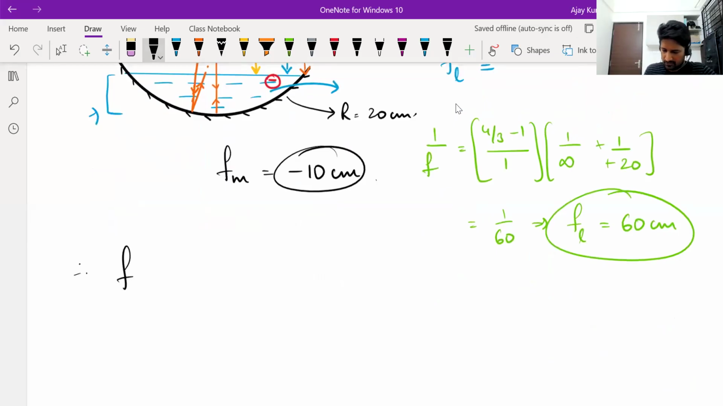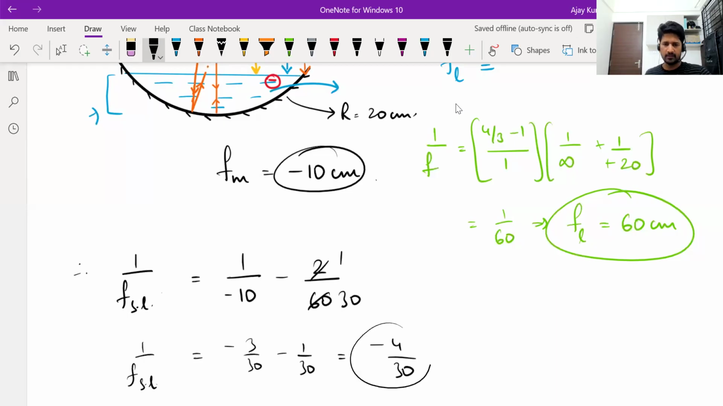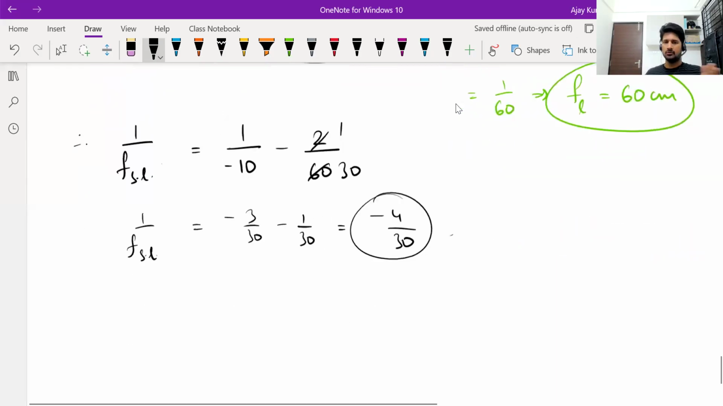Therefore, the focal length of the silvered lens will be, what is the formula we derived? 1 by FM minus 2 by FL. So effectively this becomes minus 3 by 30 minus 1 by 30, that is minus 4 by 30. Okay, this is 1 by F, sorry. So 1 by focal length of the silvered lens is minus 4 by 30. This is what we will use now to find the image position directly.